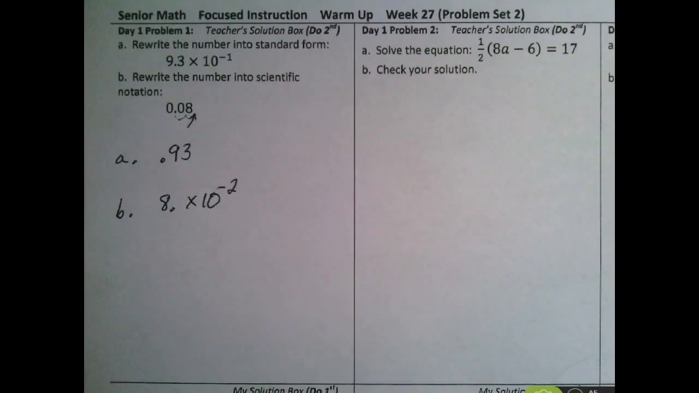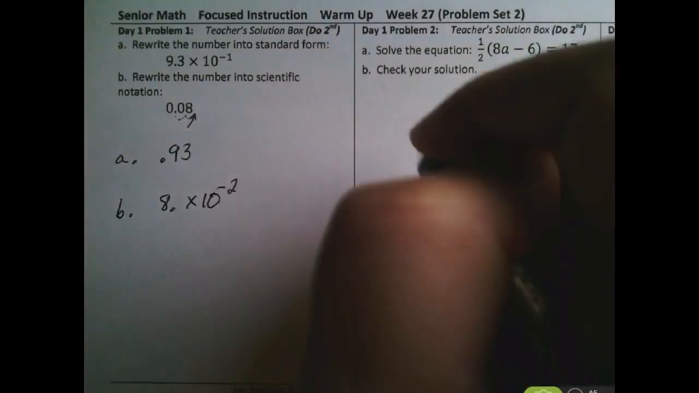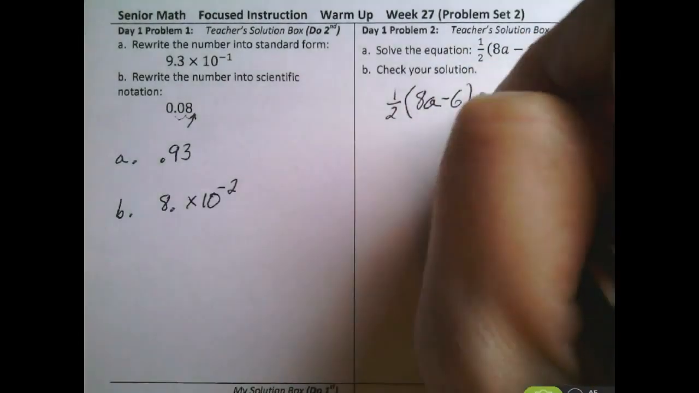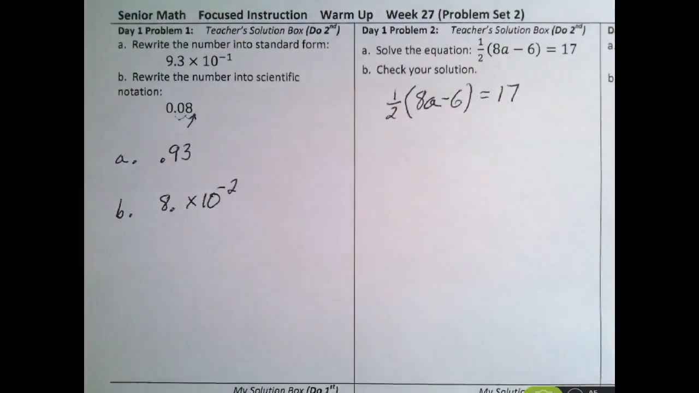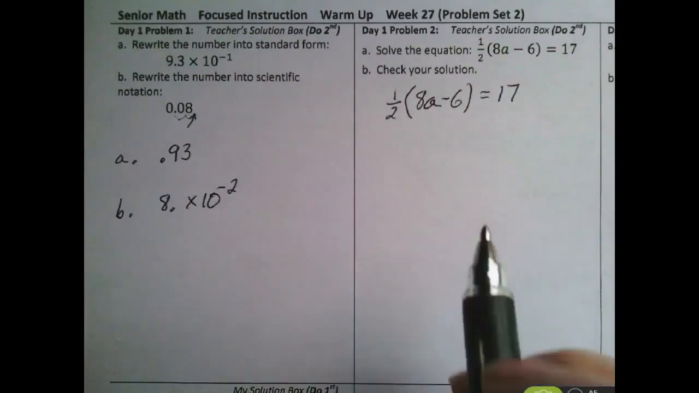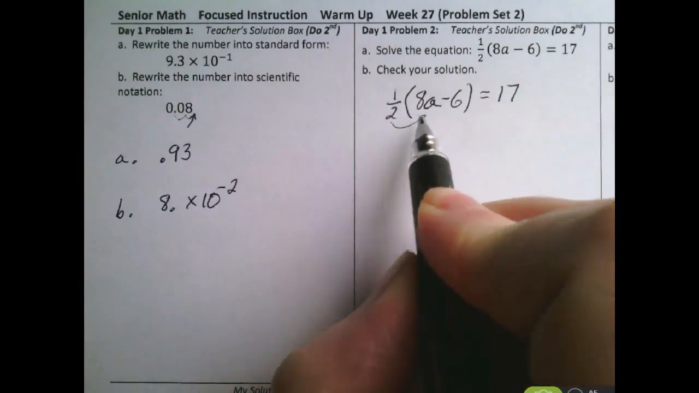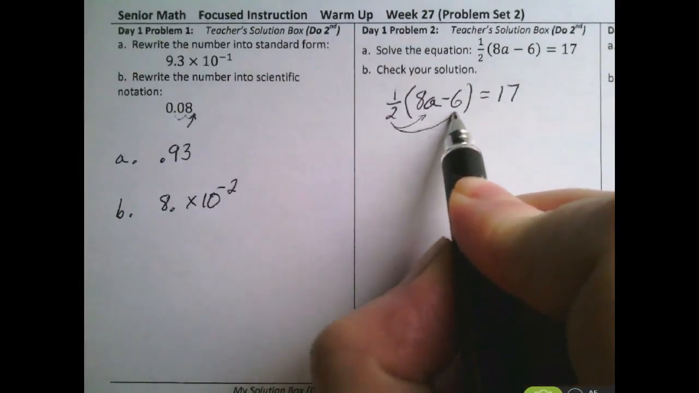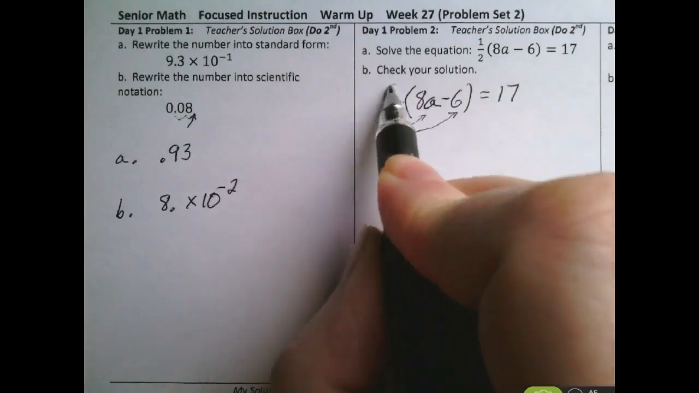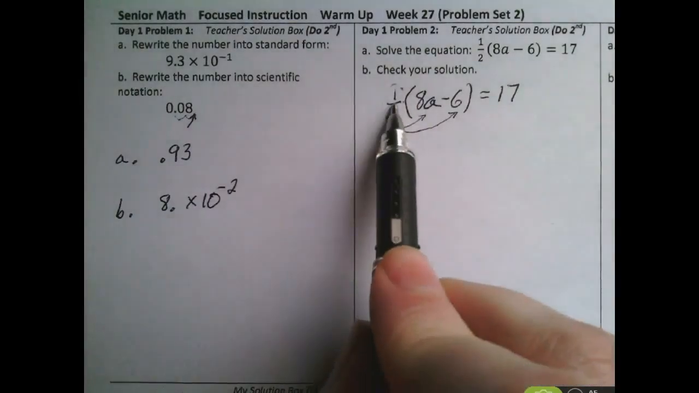Now, day one, problem 2, solve this equation and then check the answer. So I'm going to rewrite the equation, and I notice that there's a number in front of a group of parentheses, and so that gives me a couple options of how we can solve this. One option is to do what's called the distributive property, where you multiply each term in the parentheses by that number out here. Another option is to remove that number.